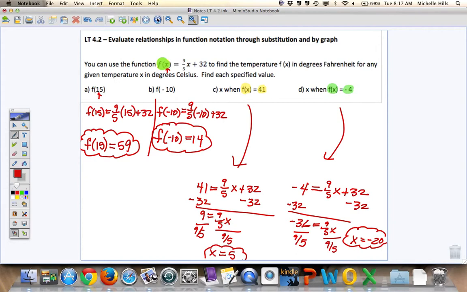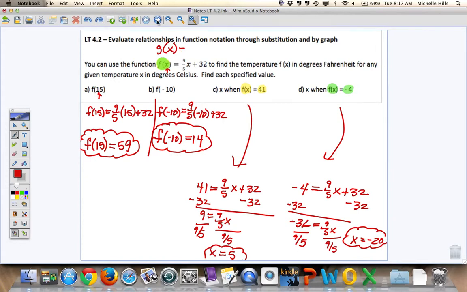The same thing happens on these graphs. By the way, you're going to see some problems where they're going to have another equation, g of x equals something. This tells me use function f. If they wanted me to use function g, this would have been a g instead. This would say go to function g and put -10 in place of x.